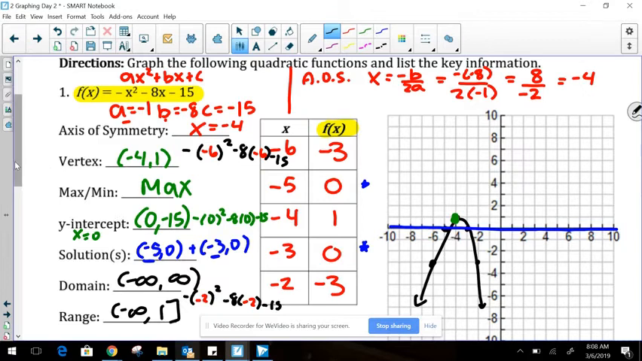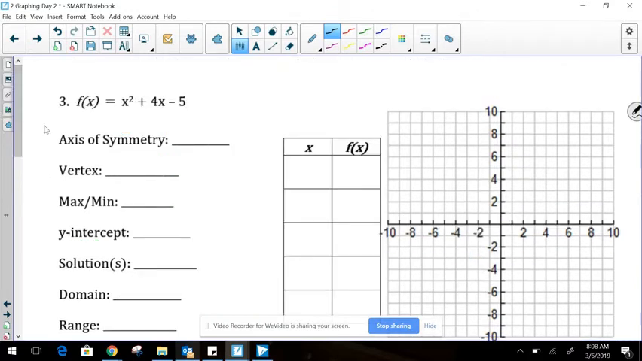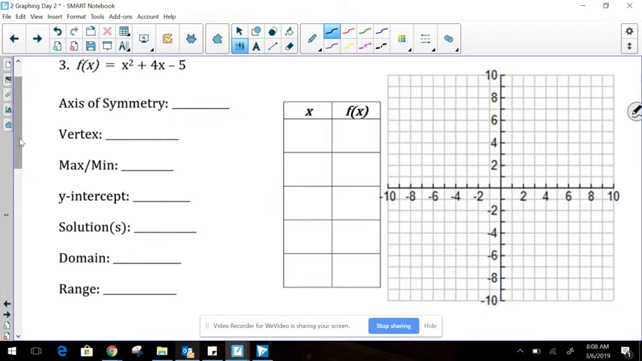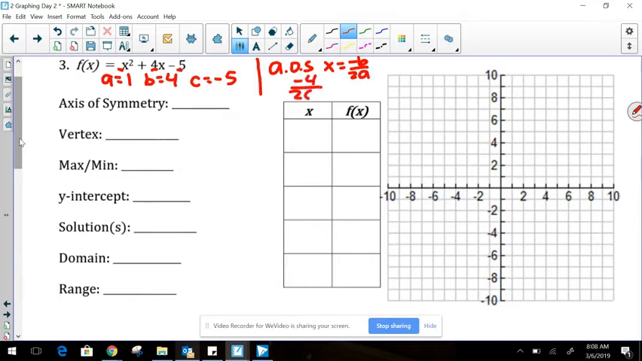All right. Now let's do one more on the backside. Let's do number 3. This one will go a little bit faster because we have the idea of what's going on here. My a is the number in front of x squared, so that's 1. B is the number in front of x, which is 4. C is negative 5. My axis of symmetry is x equals negative b over 2a. So negative 4 over 2 times my a value, which is 1. Negative 4 over 2 is negative 2. My axis of symmetry is x equals negative 2.